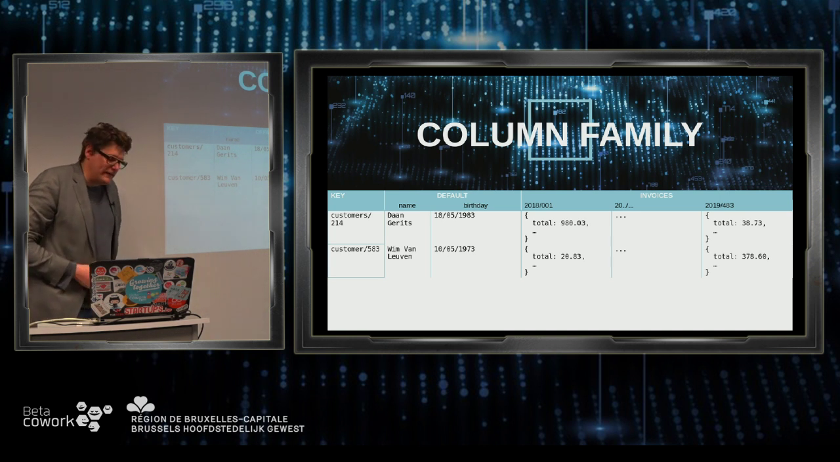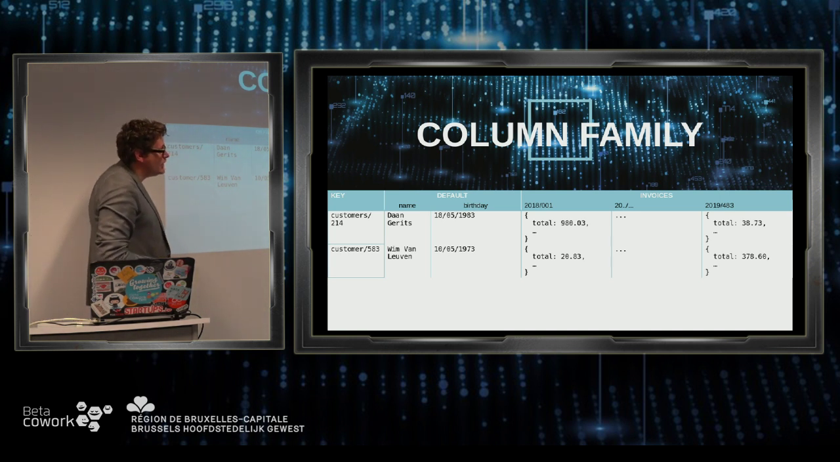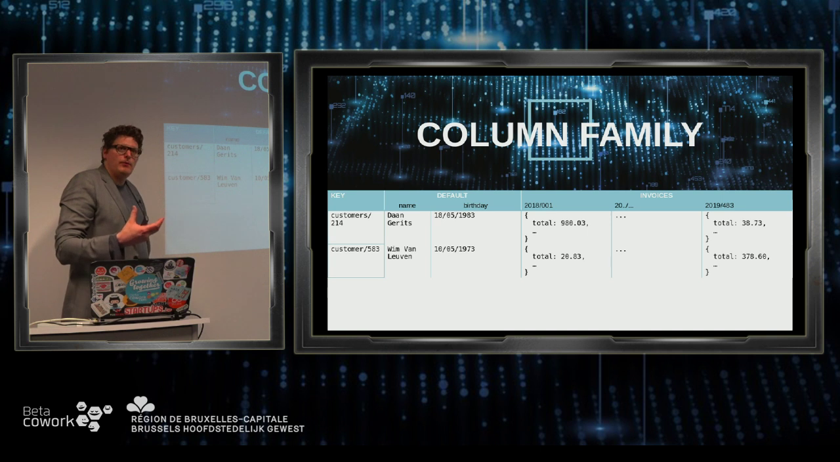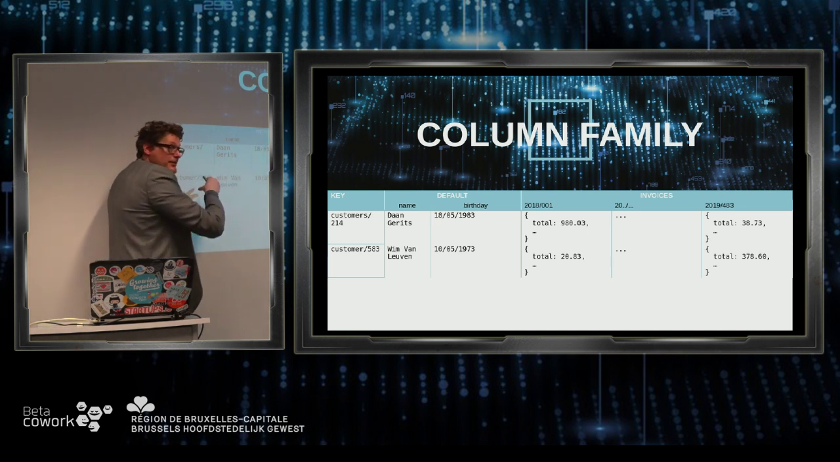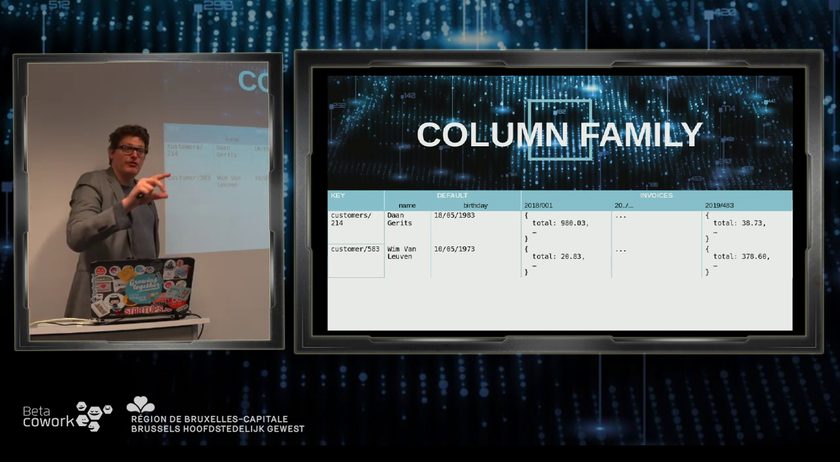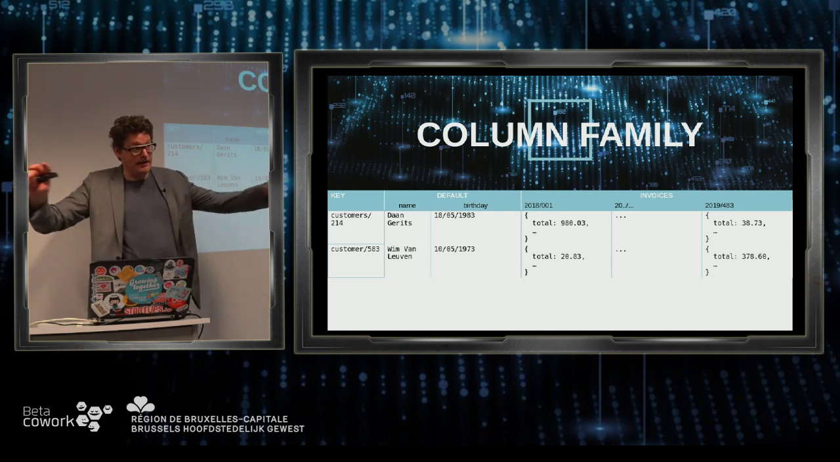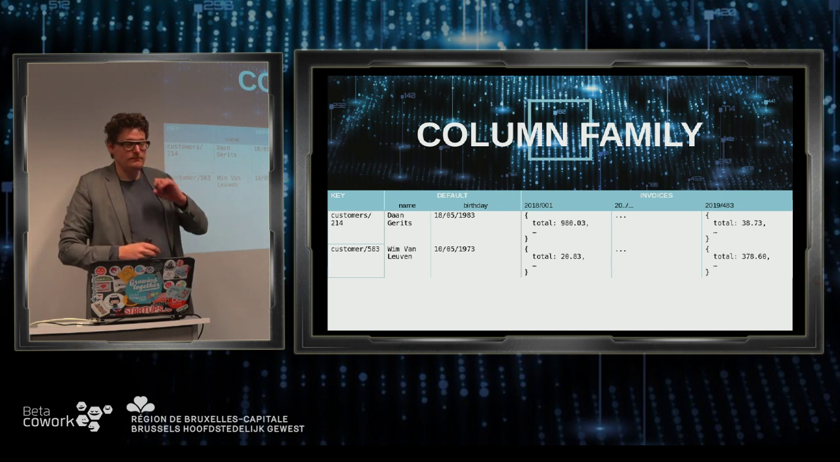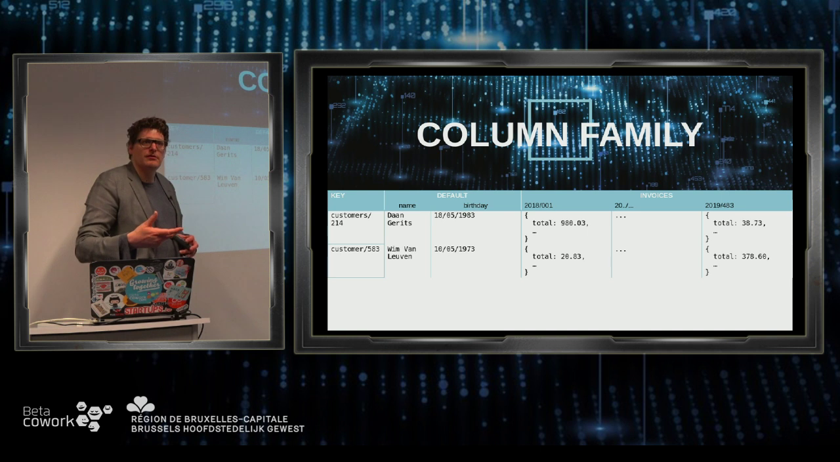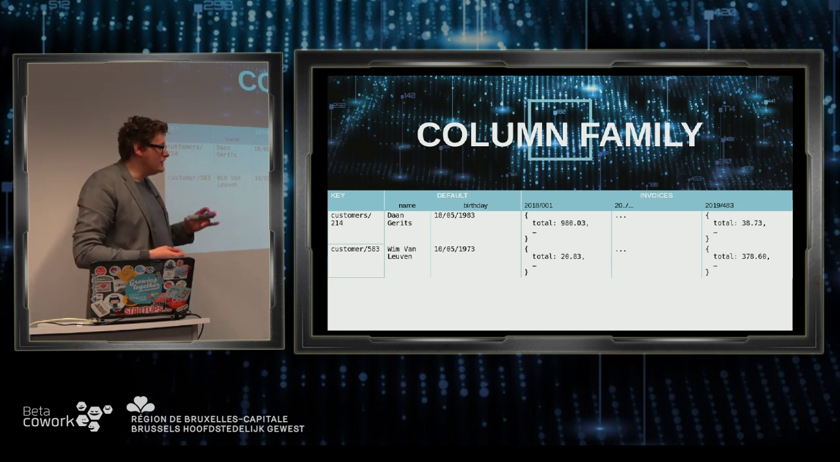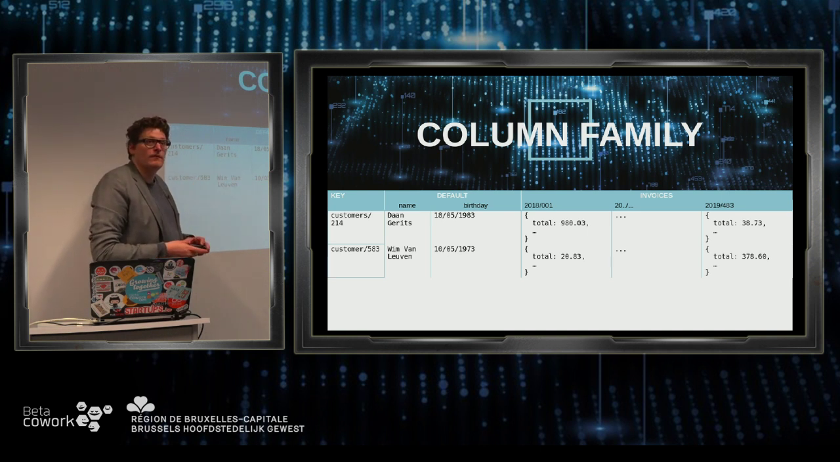So when you look at a column family store, usually when you want to shard this, when you want to scale this, it could very well be that certain column families are on different nodes. So you can have one record, but the data for that one record can be split out over multiple nodes. Because you're going to shard on column family and not on the whole record.